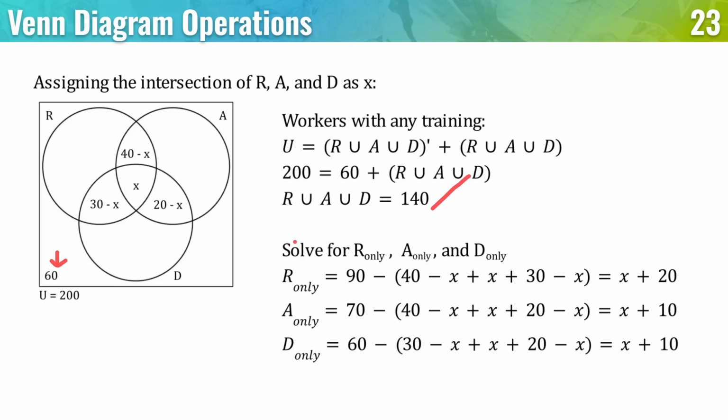So next, we have to solve for R only, A only, and D only. Take note that R only is not a formal way to write the set operations or the set relations, but for convenience, this is the variable I choose to use. So to solve for R only, A only, and D only, we need to do the same thing as earlier. We have to add this, and this, plus the unknown here, which is equal to all of R.